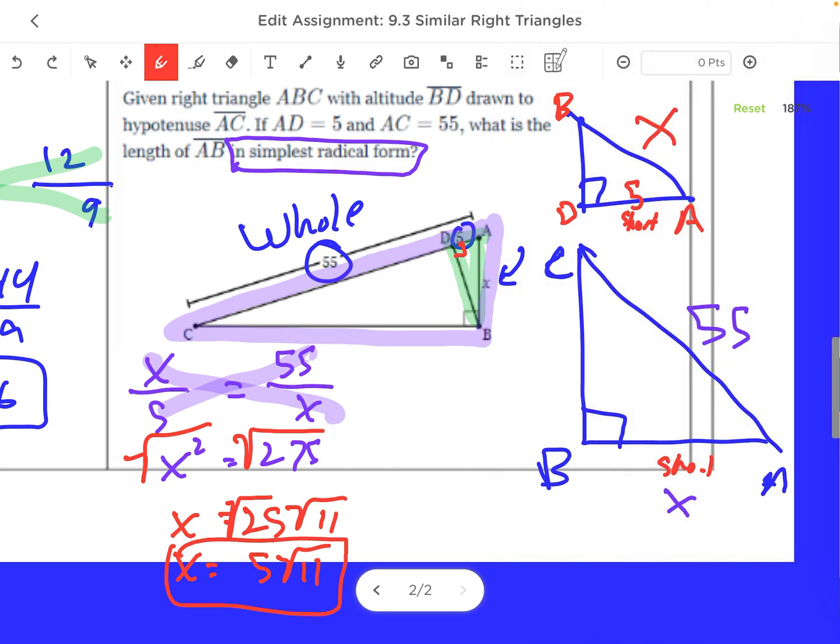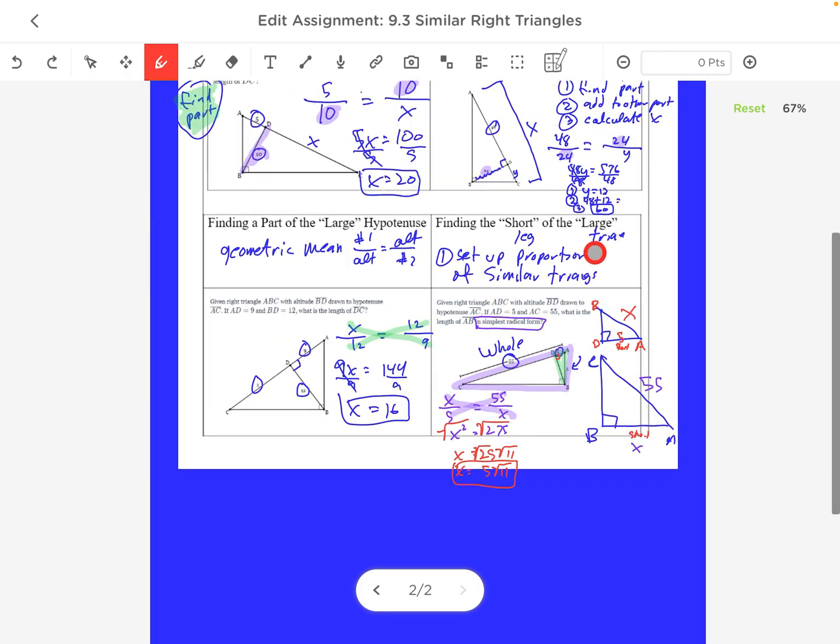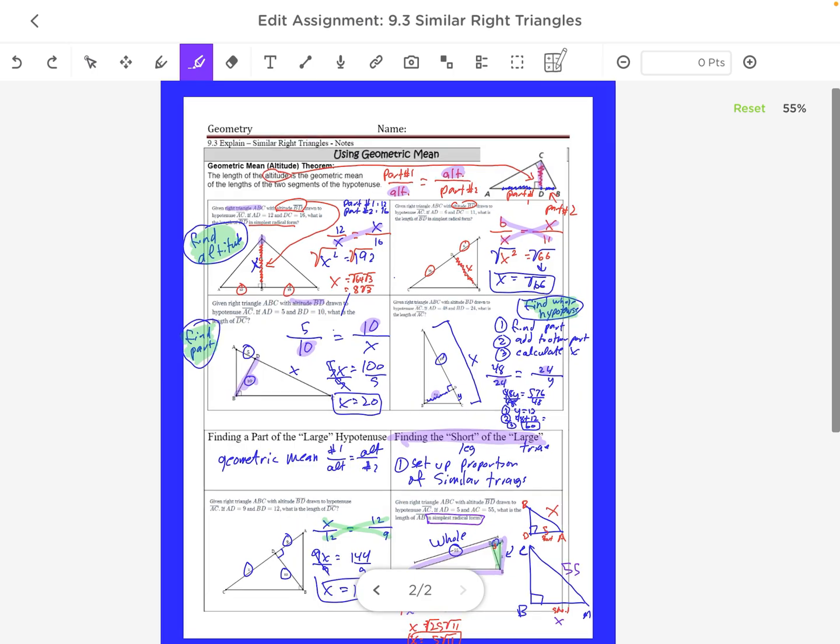All right, so that's our toughest one. That's bringing everything together, but I know you can do this as long as we just stay focused. So on this one right here, that's our toughest one. We had to set up those similar triangles. So if we're trying to find the short of the large, you do that. Otherwise, we're going to think geometric mean for everything.